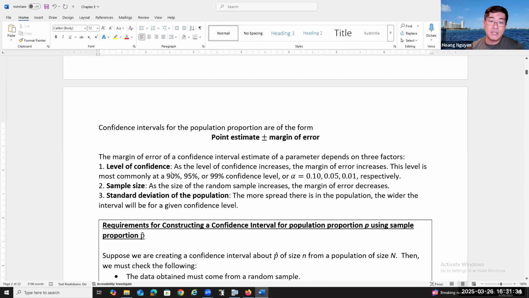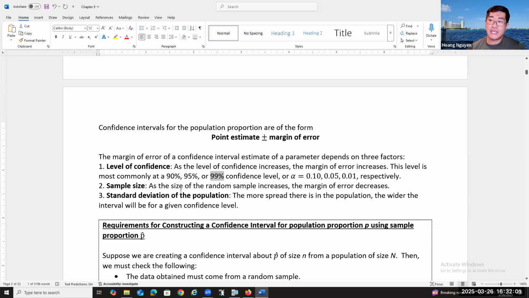The complement of 90% will be 10%. That's how we get alpha equals 10%. The complement of 95% is 5%. That's how we get alpha equals 5%, or 0.05. The complement of 99% is going to be 1%, which is 0.01. So that's the first factor that affects the calculation of the margin of error, which is the level of confidence.